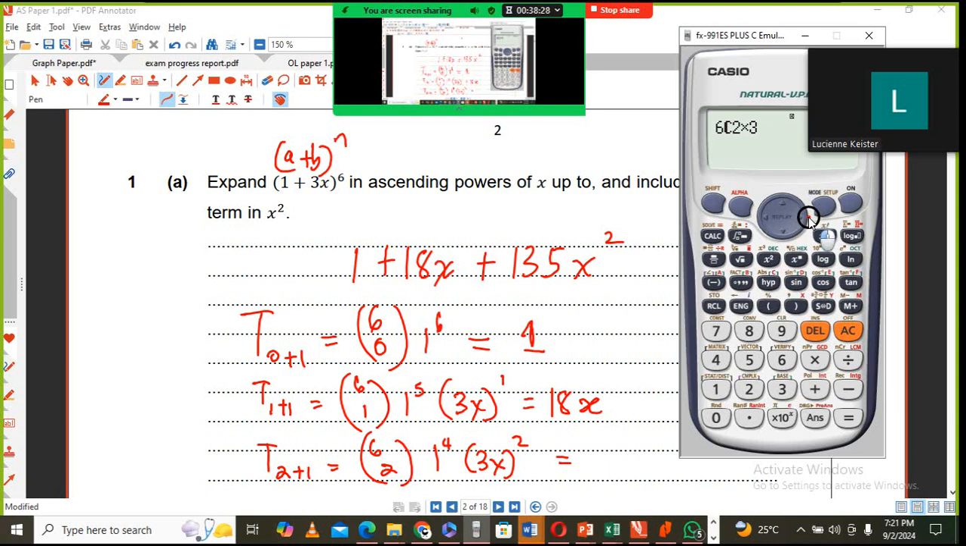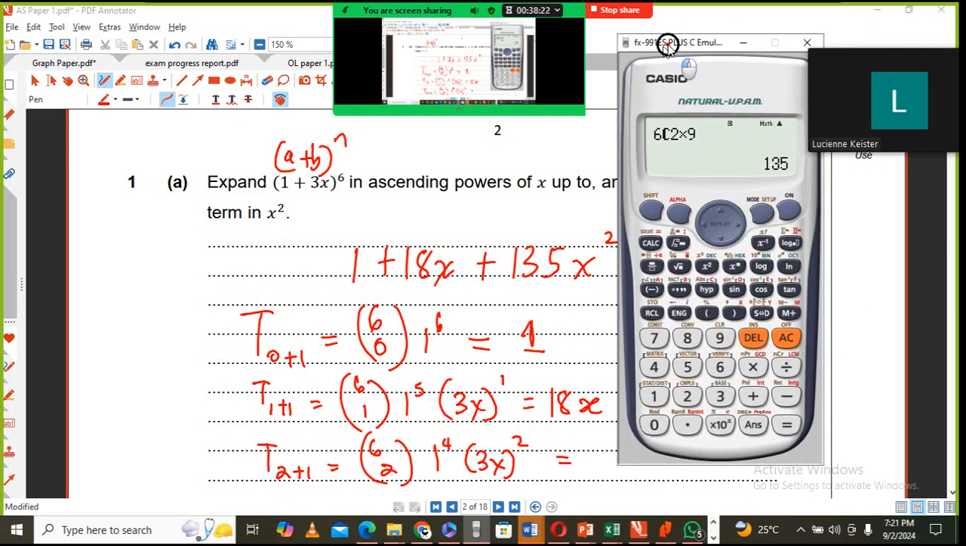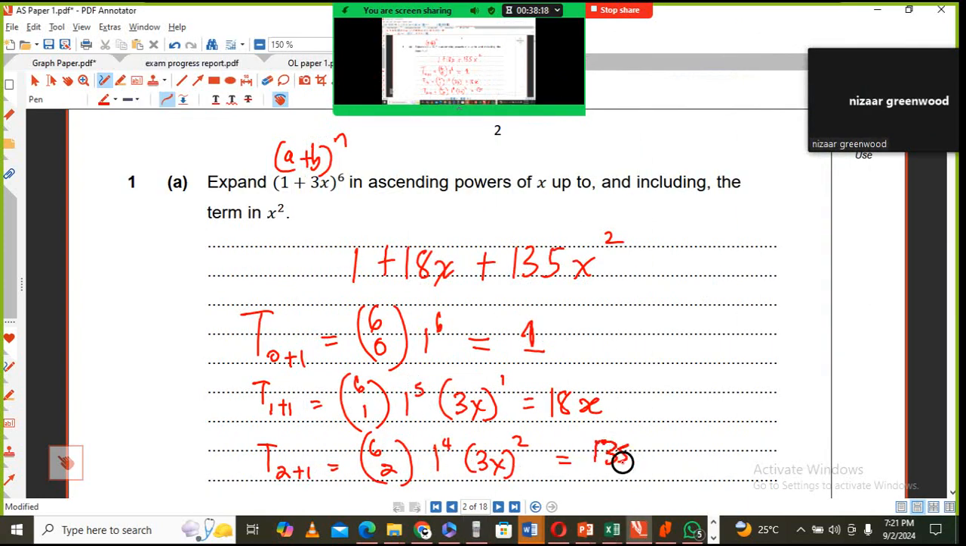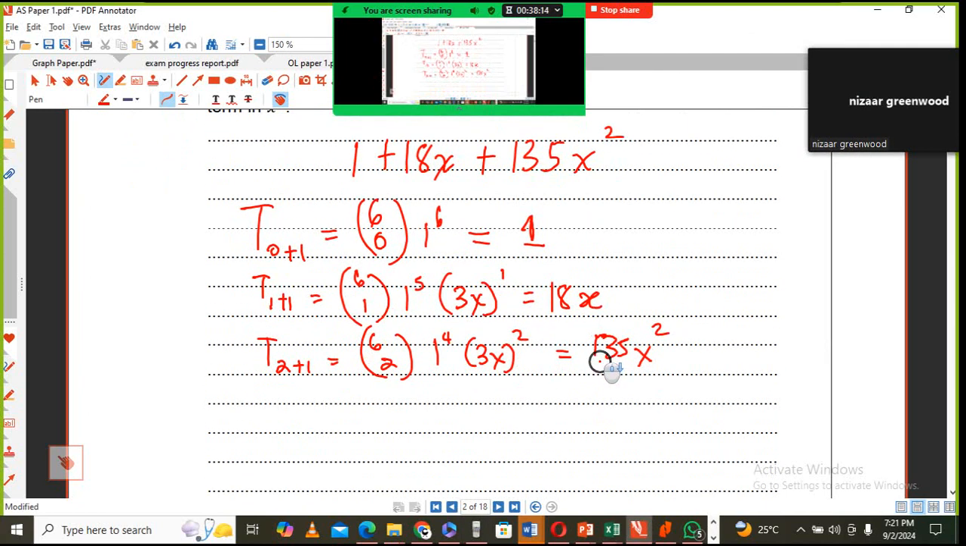6 choose 2 and I'll multiply that by 9. That is 3 squared. That's how you get 135. Okay, so that's 135x squared. So after that, then you can just write it down the way we want, like for example, this way that we wrote it.